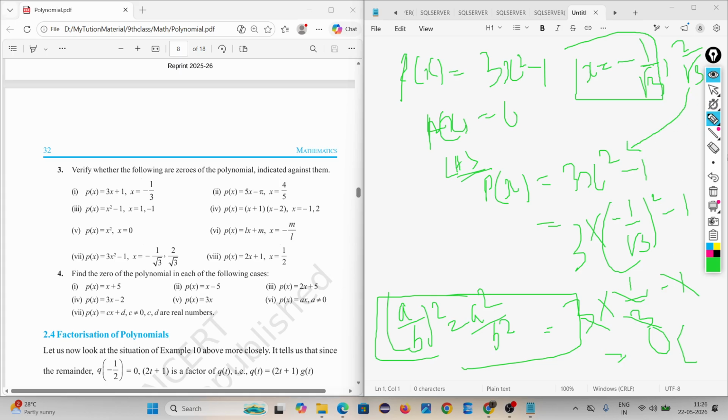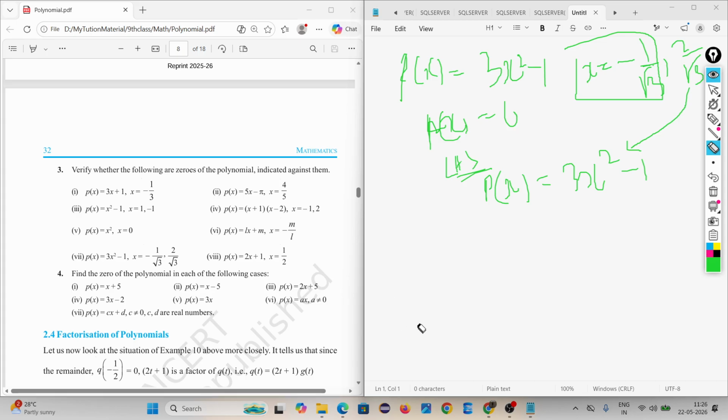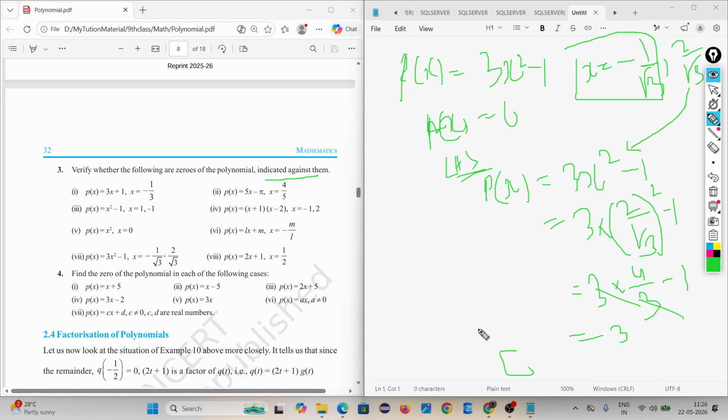2 upon root 3. Check: 3 into 2 upon root 3 squared, minus 1. 2 squared is 4, so 3 into 4 upon 3 minus 1. 3 and 3 cancel, 4 minus 1 is 3. So it indicates it is not a zero.